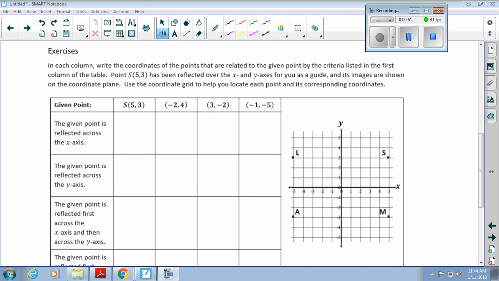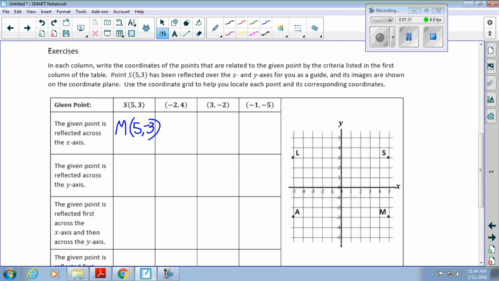Now what we're going to do is reflect that point across the x-axis, meaning if we were to fold this at the x-axis, which point would we land on? Malaya? M, very good. It would reflect across and become M. What are the coordinates of M? Brianna, nice and loud. You said it backwards. You gotta go over first, so it's 5, and then down 3. So 5, negative 3. All right, so that is a reflection in the x-axis.